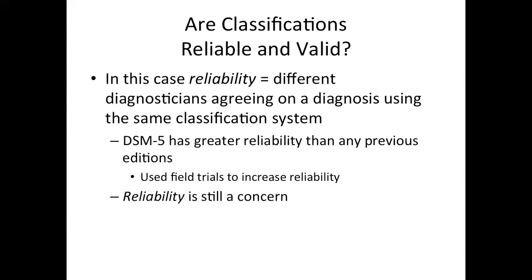So the DSM-5 has tremendous inter-rater reliability. Why? Because we use field trials. So the DSM-4 and the DSM-5 use field trials to increase reliability. But it's not perfect, so reliability is still a concern. What I will tell you is my experience is that if I give a psychological assessment and another clinician gives a psychological assessment, even if we come up with different diagnoses, they're usually in the same family or very similar.